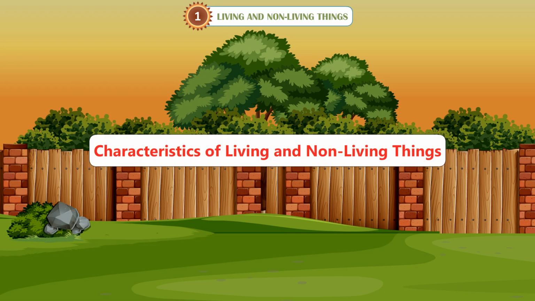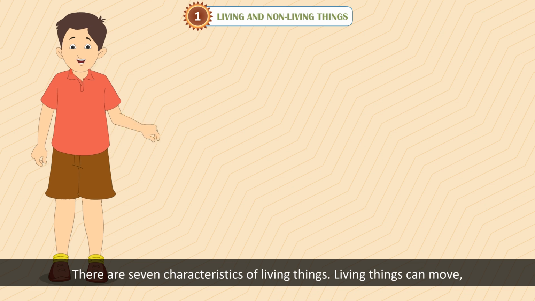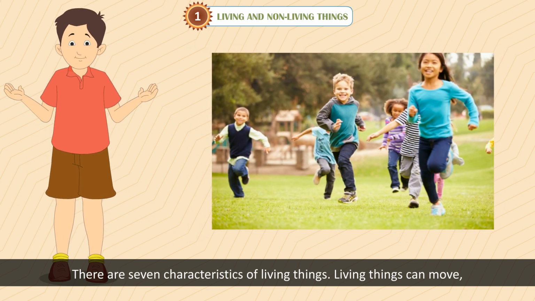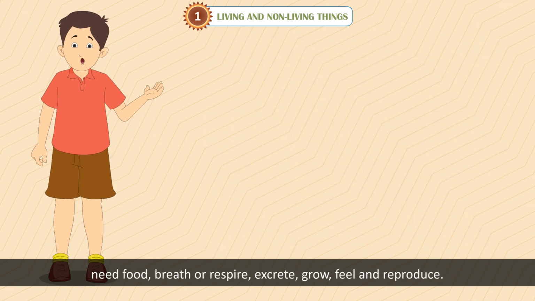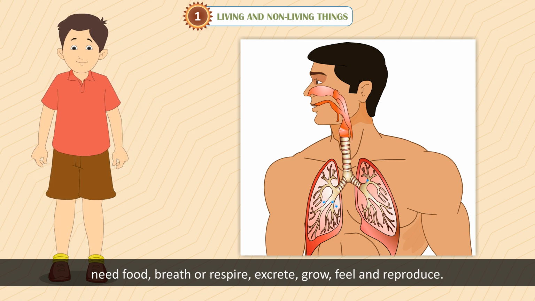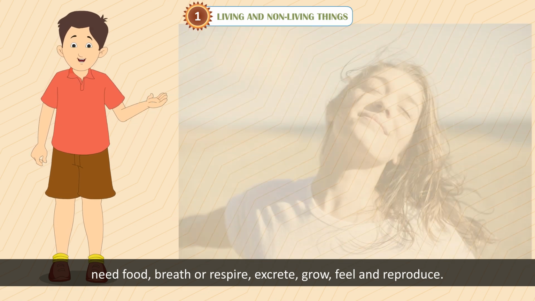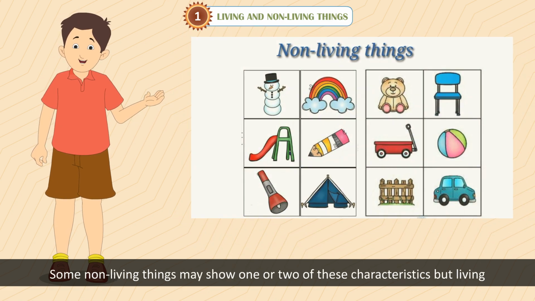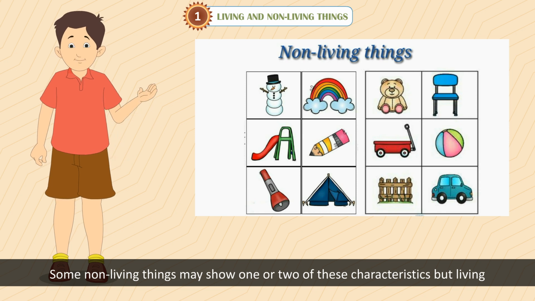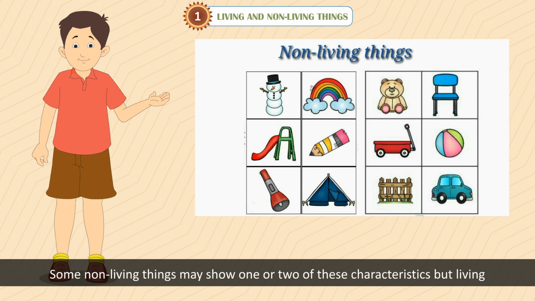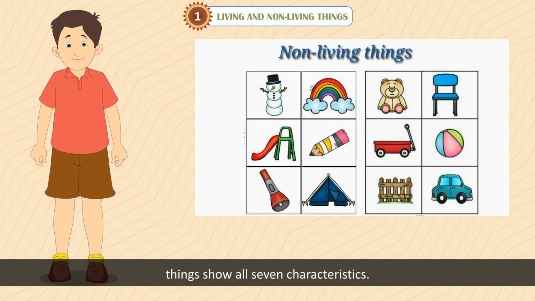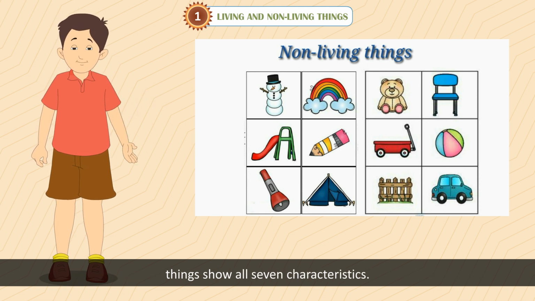Characteristics of living and non-living things. There are 7 characteristics of living things. Living things can move, need food, breathe or respire, excrete, grow, feel and reproduce. Some non-living things may show 1 or 2 of these characteristics, but living things show all 7 characteristics.